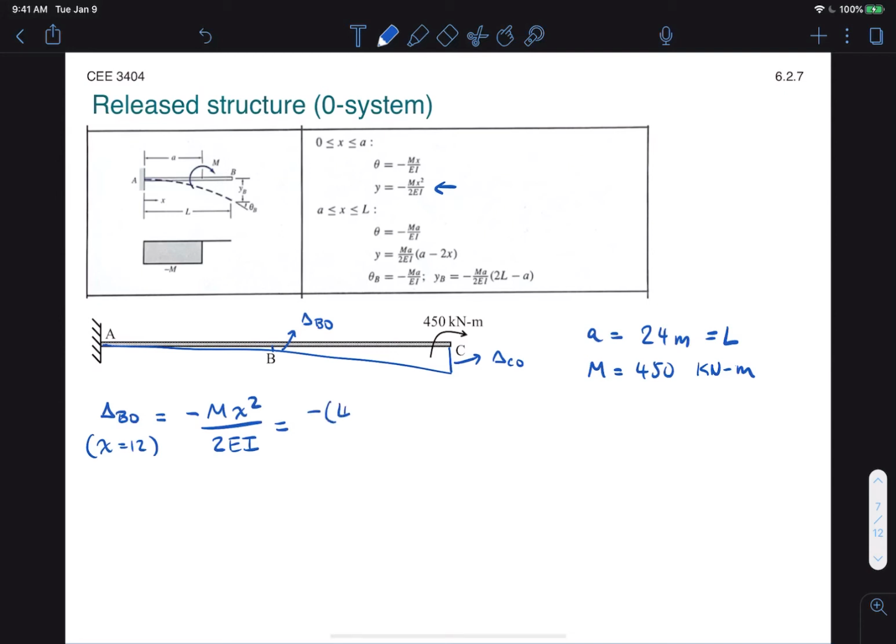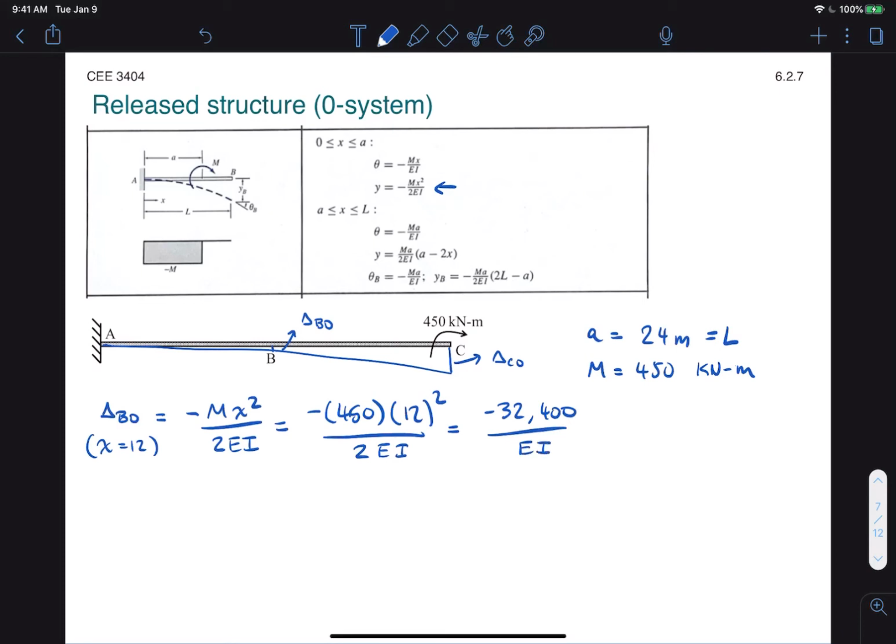So negative 450 times 12 squared over 2EI. That results in negative 32,400 over EI.